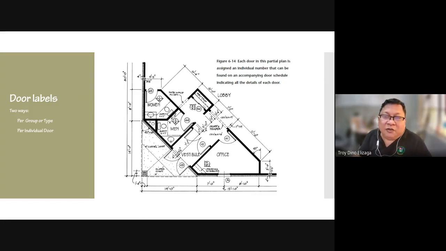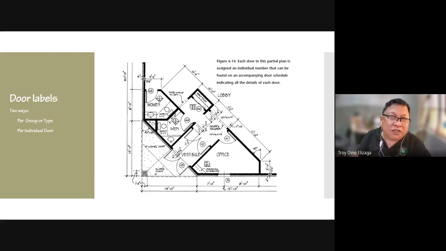Okay, so along with the floor plan, we have another sheet which we call the door schedule. That door schedule contains all the information about the door. Now, to point to the floor plan, we have to label the door in the floor plan. There are two ways of doing that.